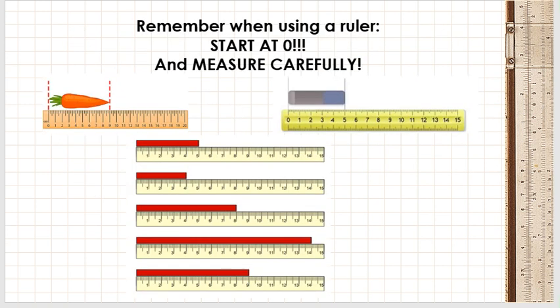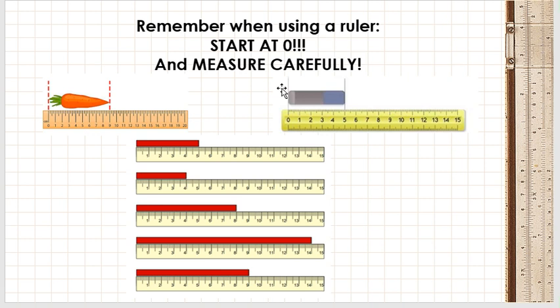So remember when we use a ruler that we need to start at 0 and we measure super, super carefully. You can see on all of these pictures that we've lined up the end of the object with 0, and the next line that we have is where it ends. So we've just drawn 2 lines. The carrot is a bit tricky because it has the little grassy bit there at the top. But remember, we're starting at 0. If that was cut off, we would change where we measured, but we always start at 0. Always. Otherwise, it doesn't give us the right measurement.